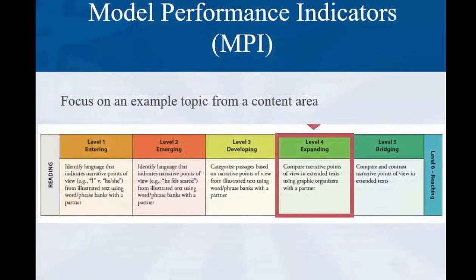Let's take a look at the MPI, the Model Performance Indicator. This is an example in reading. A Level 4 expanding student will be able to compare narrative points of view in extended text using graphic organizers with a partner. Now, let's look at this even more closely.